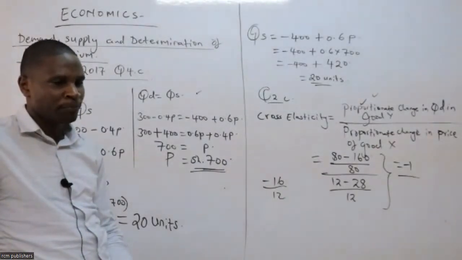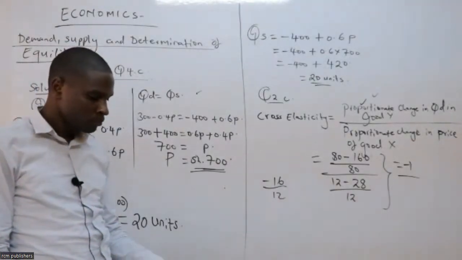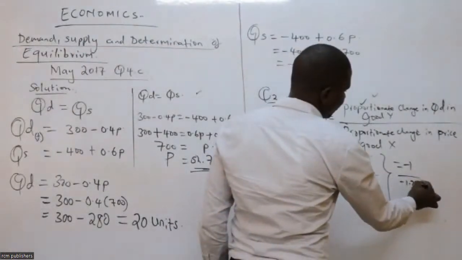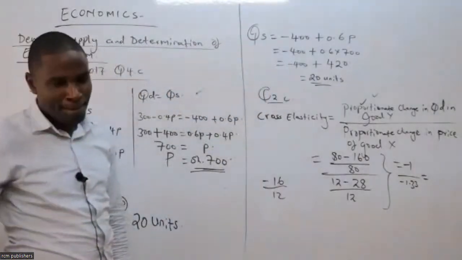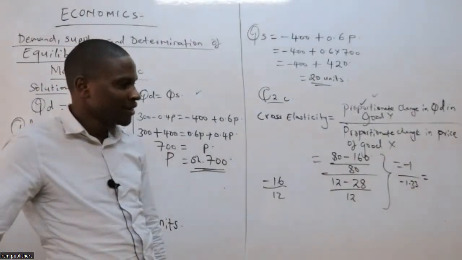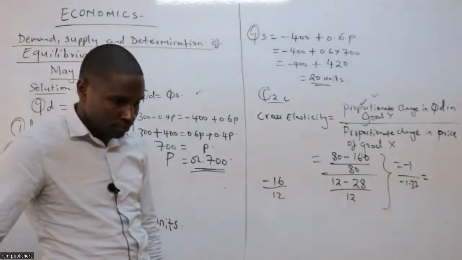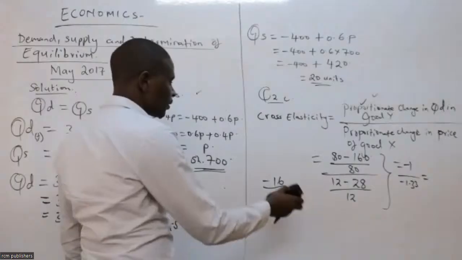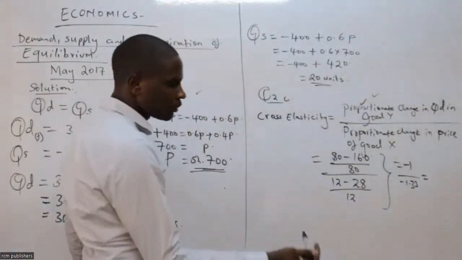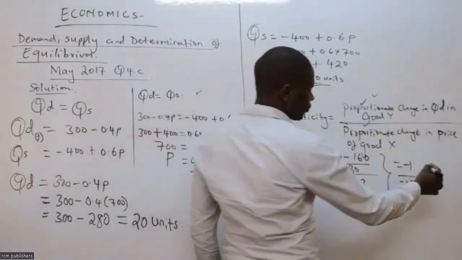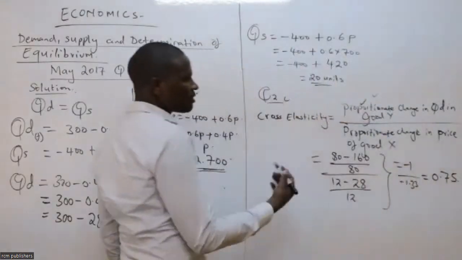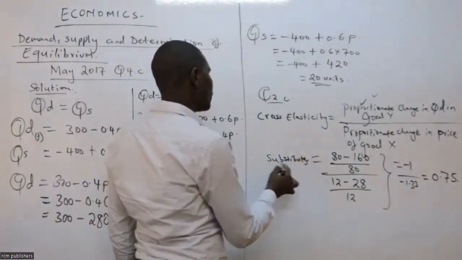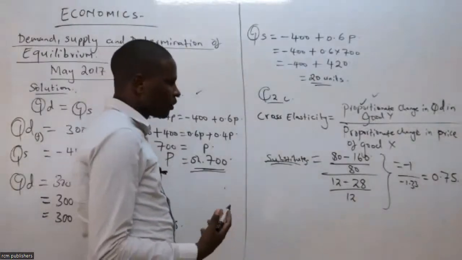What are you getting? 1.33. Now, what will be our final figure? Minus 1 divided by minus 1.33. Don't forget that it is 0.75. And then you compare: is that greater or less than 1? You compare and then you tell whether the two commodities are substitutes or complementary, whether they are substitutes or not.